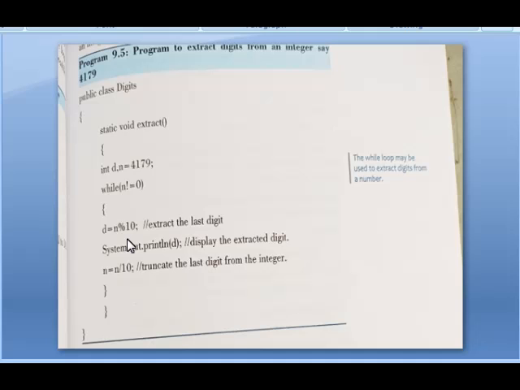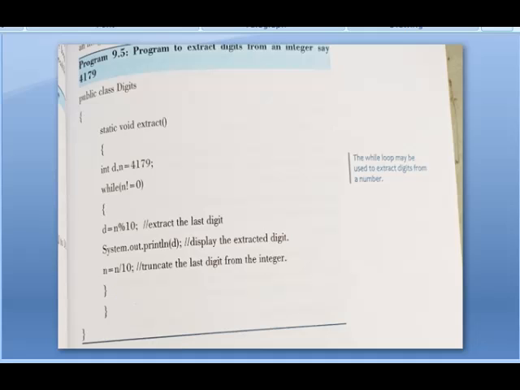So every time we have to find out the remainder and print, then n equal to n divided by 10, to truncate the last digit of the number. To truncate the last digit of the number, we are dividing the value by 10.